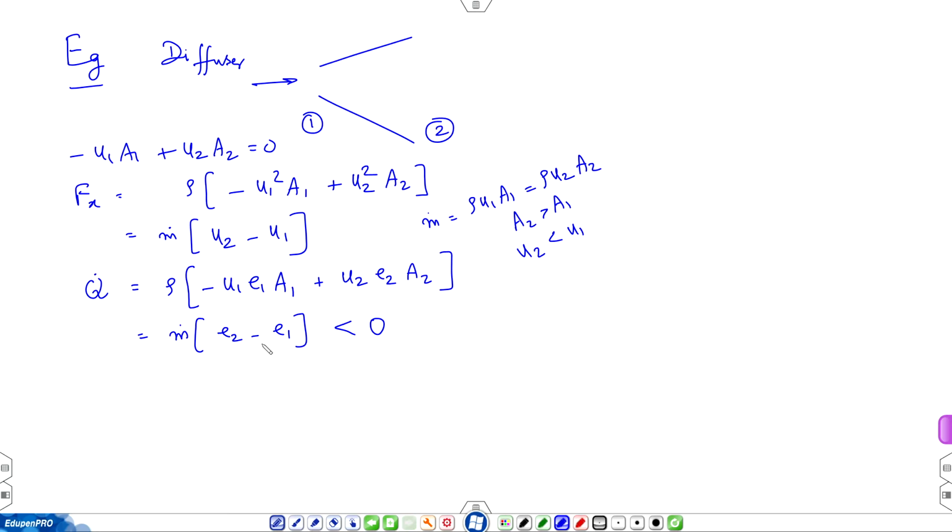Now, thinking of a horizontal configuration of the diffuser, there is no change in gravity. Gravity, that means the gravity coordinate. So, this will be m dot u2 square over 2 plus, well, I should put pressure first.